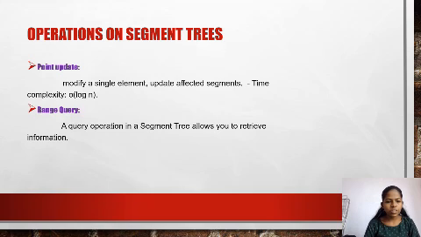Operations on segment trees. We have two operations under segment tree. One is point update, then another one is range query. What is point update? Modify a single element and update the affected segments. The time complexity will be big O of log n. Then range query. A query operation in a segment tree allows you to retrieve the information.